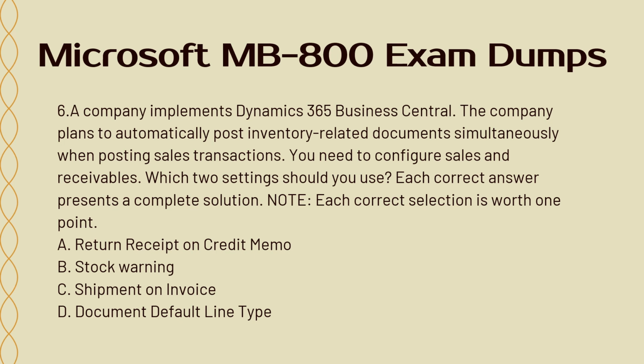6. A company implements Dynamics 365 Business Central. The company plans to automatically post inventory-related documents simultaneously when posting sales transactions. You need to configure sales and receivables. Which two settings should you use? Each correct answer presents a complete solution. Note: each correct selection is worth 1 point. A. Return receipt on credit memo. B. Stock warning. C. Shipment on invoice. D. Document default line type.